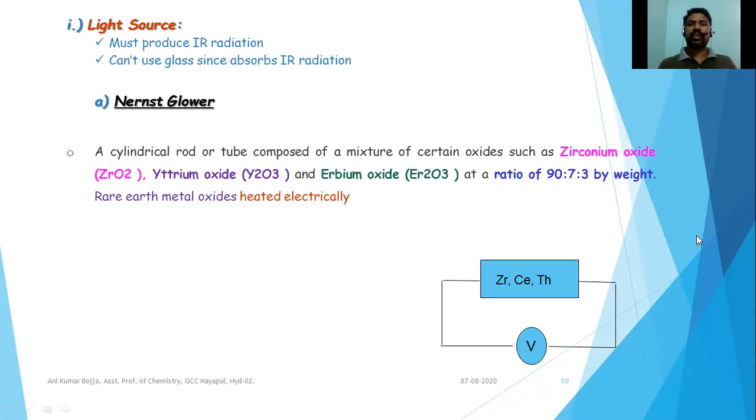inverse wave number containing radiation. Yes, it is also a sub region of the infrared range. So it depends on what kind of material you are taking for the preparation of a filament, and according to that the radiation will be produced in the infrared region.